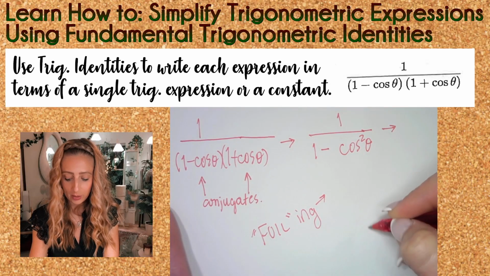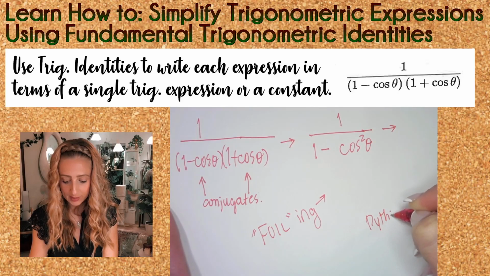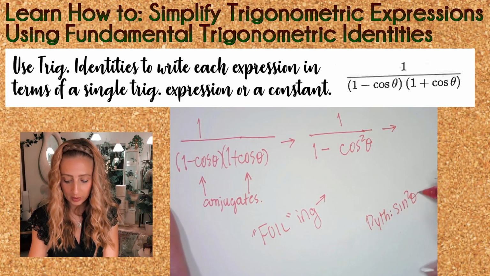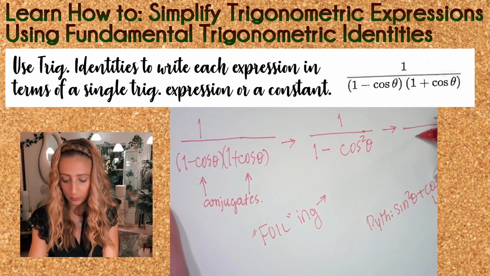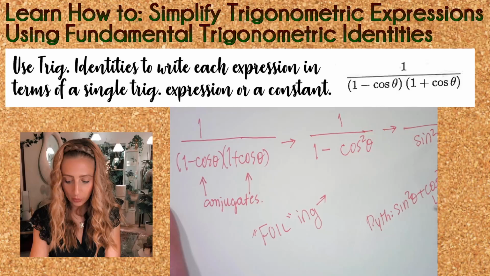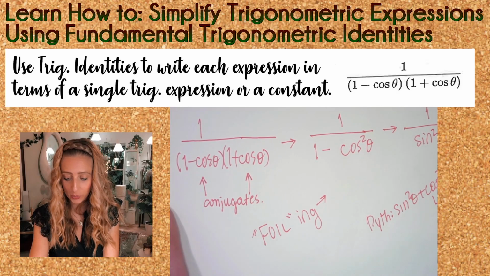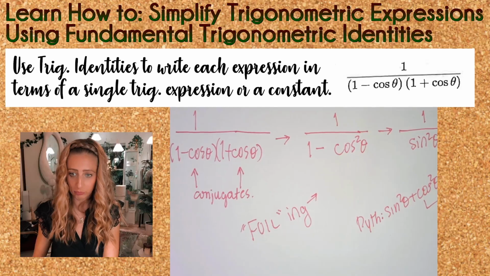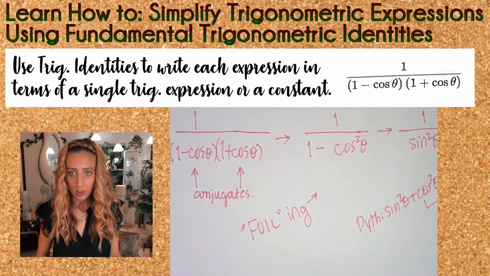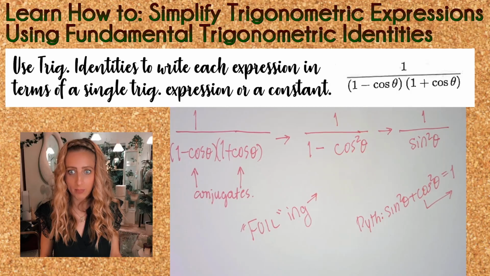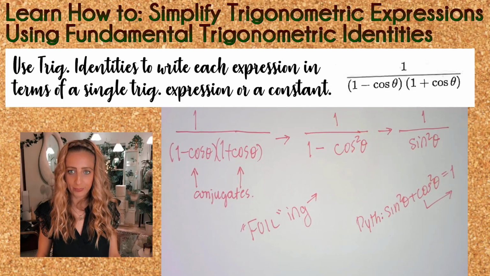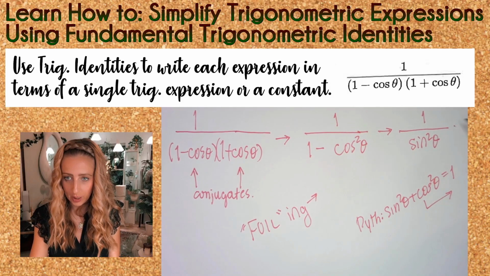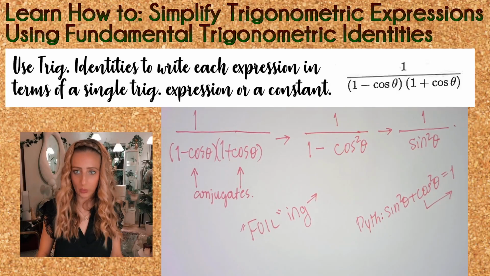From there, the Pythagorean identity says we have sine squared theta plus cosine squared theta is 1. If I subtract cosine squared theta from both sides, I will get that 1 minus cosine squared theta equals sine squared theta. All right, so I will get 1 minus cosine squared theta just like that. Not done yet.